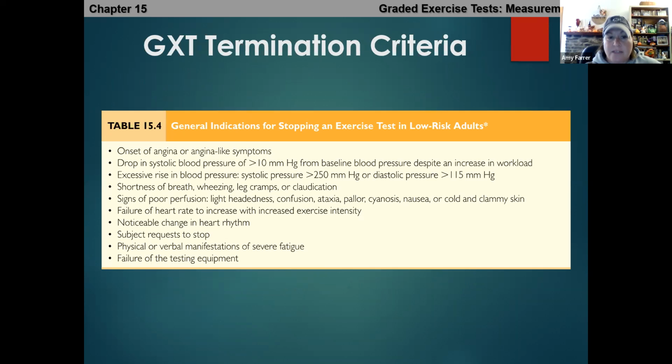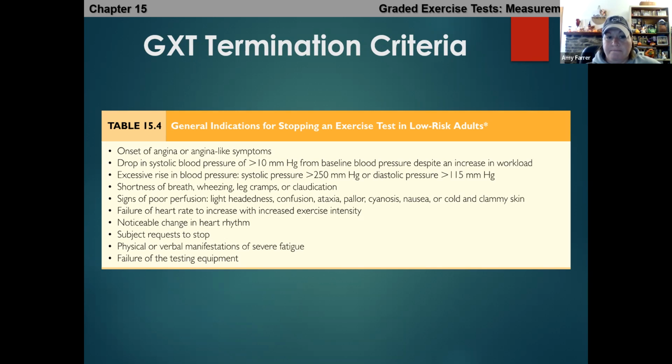These feel like very reasonable things to know. If they have chest pain, stop the test. If we have a drop in systolic blood pressure, even though we're working harder, that's not the way it's supposed to go, so I would stop the test. If we see a huge rise in blood pressure over 250 over 115, absolutely stop. If they're short of breath, if they're wheezing, if they're complaining that their legs are cramping, stop the test.